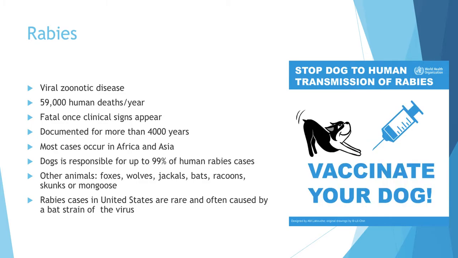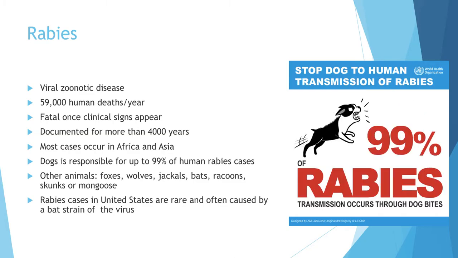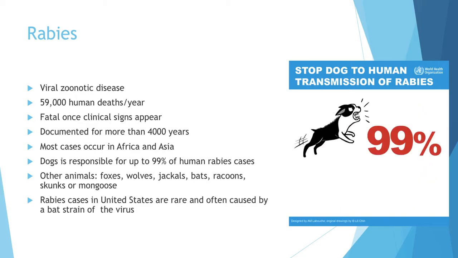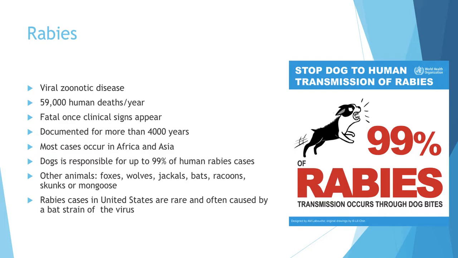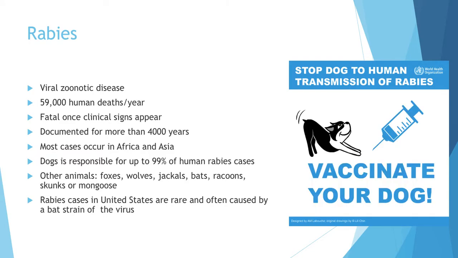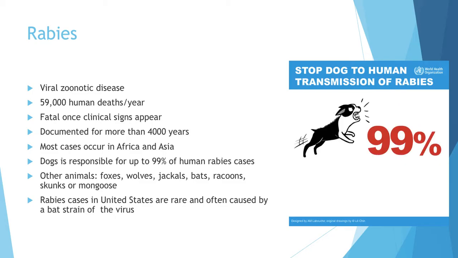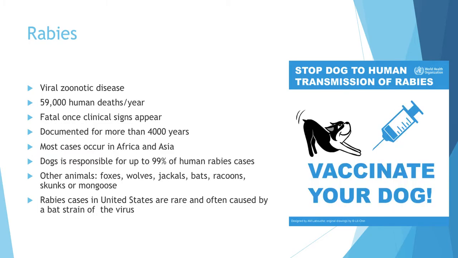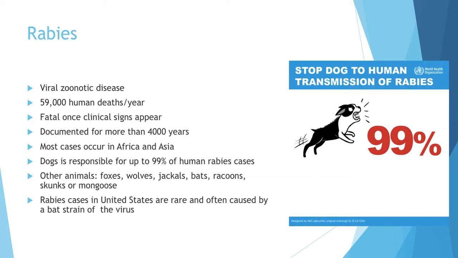All mammals are susceptible to infection by rabies. Transmission of rabies virus by dogs is responsible for up to 99% of human rabies, and a small proportion is due to transmission via wildlife such as foxes, wolves, jackals, bats, raccoons, skunks, or mongoose. Rabies cases in the United States are rare and often caused by a bad strain of the virus.